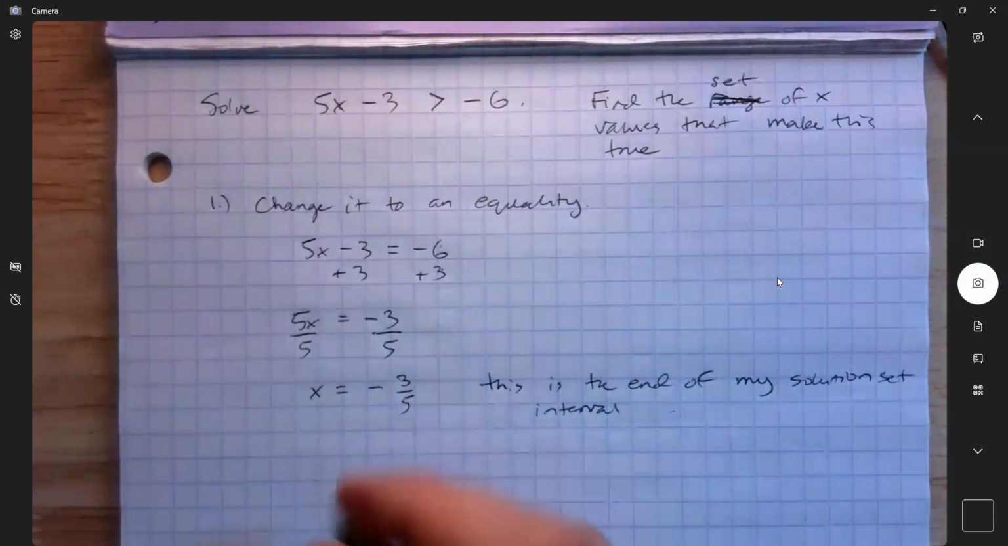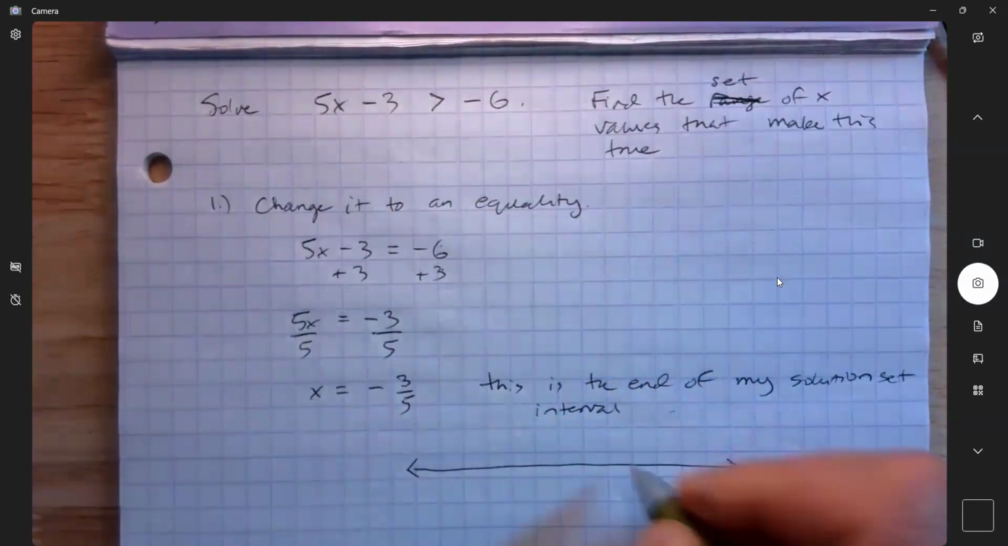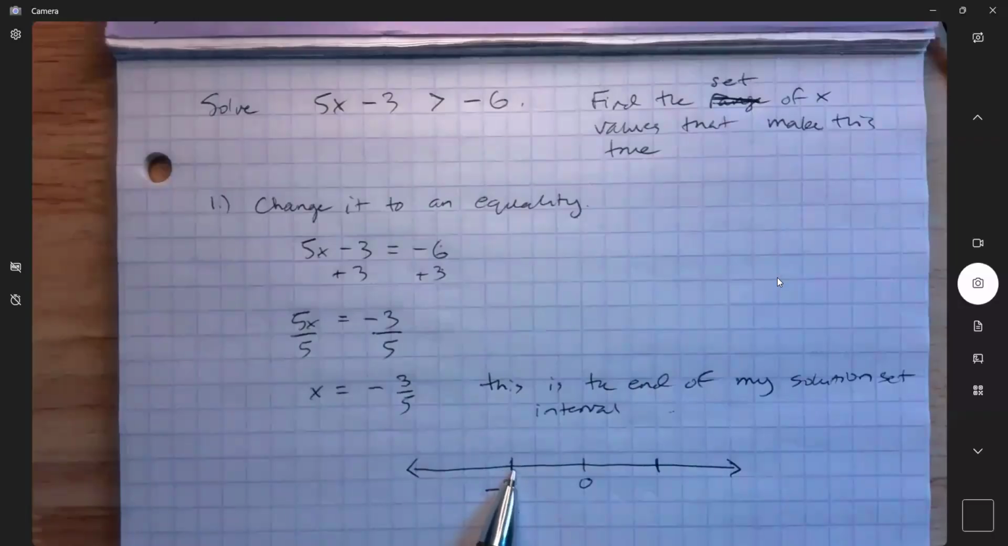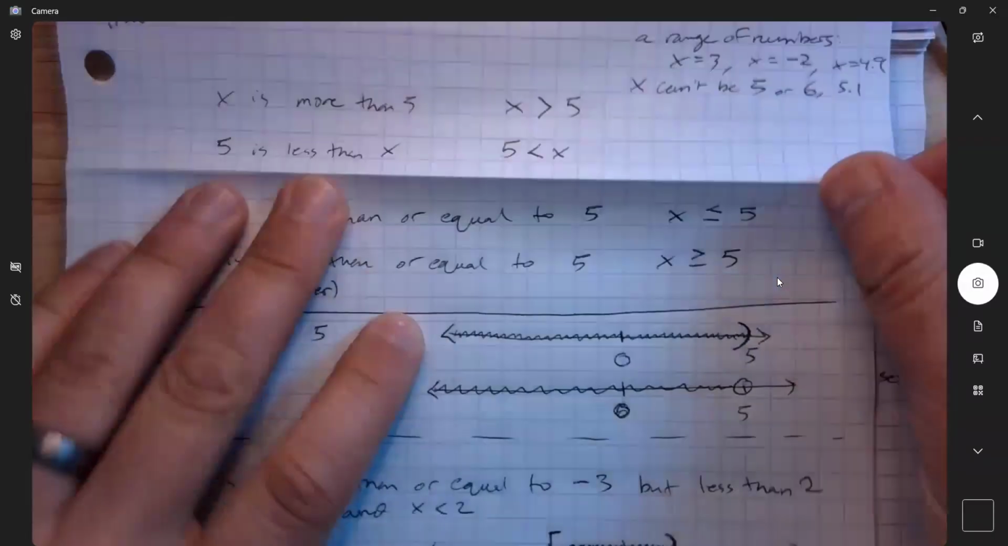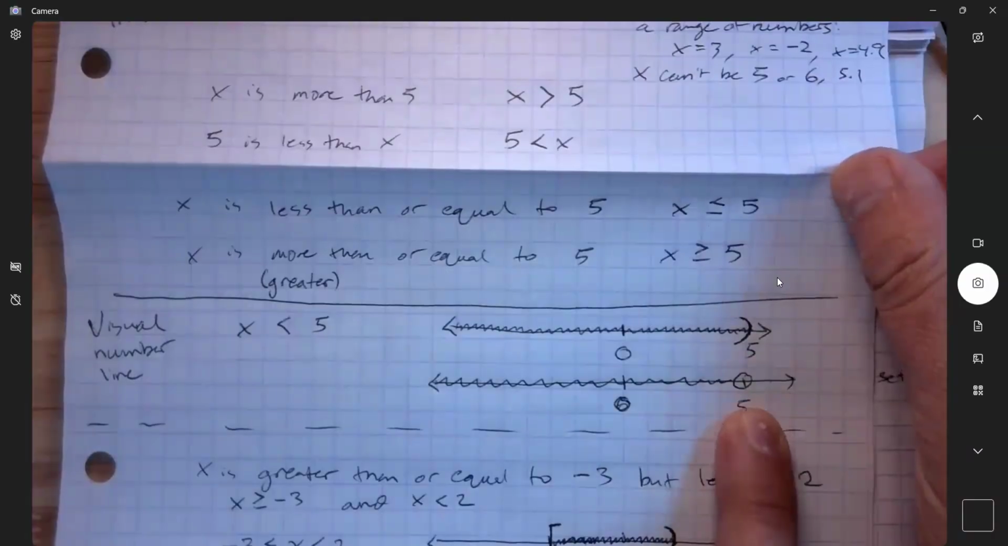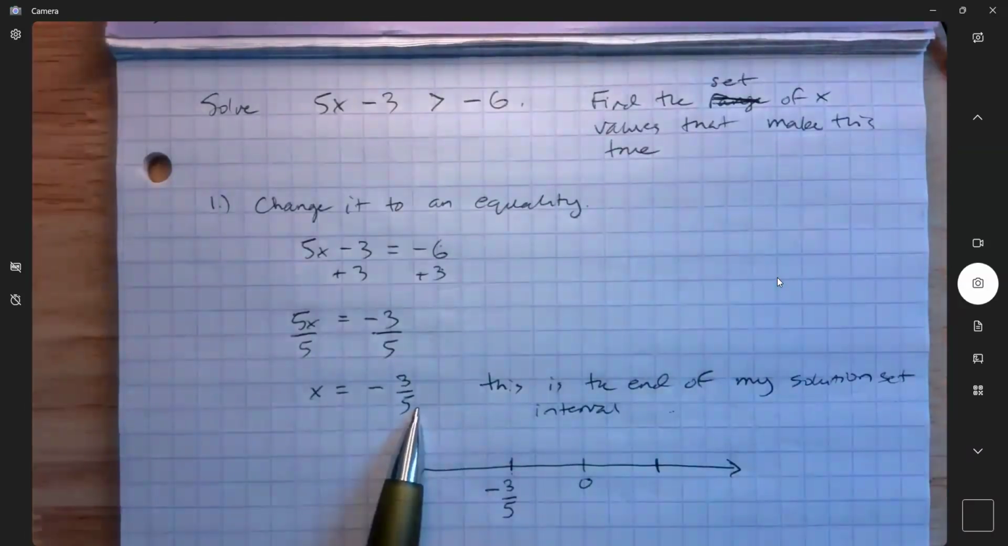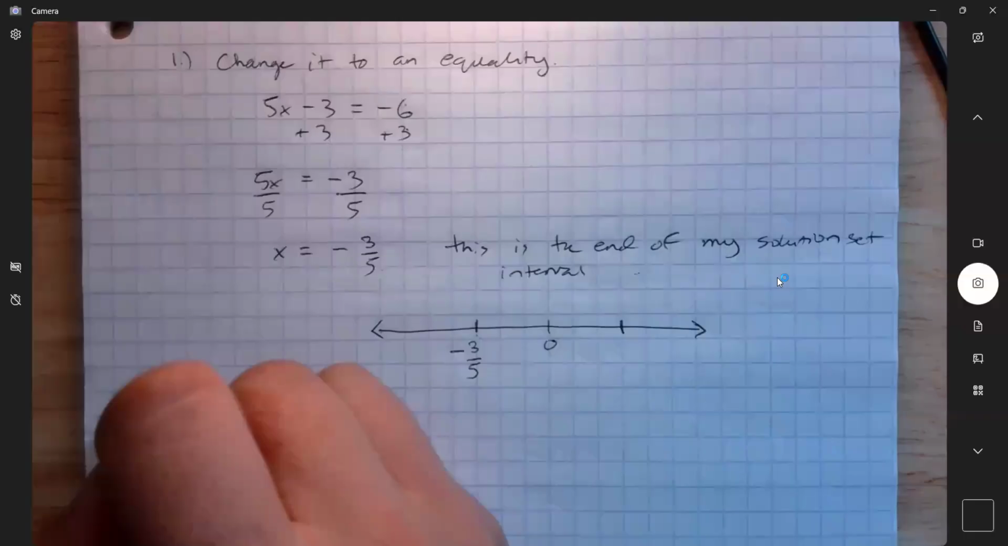So if I were to draw this now, I would say, okay, here's 0. Let's call this one here -3/5. I know that's the end of my interval. What I don't know is, should I be on the left side or on the right side? If we look back at our previous example, 5 is the end of our interval. And here we're to the left of 5 because we're less than 5. So I need to take this equality and turn it back into an inequality. And the easiest way to do that is to test a point.